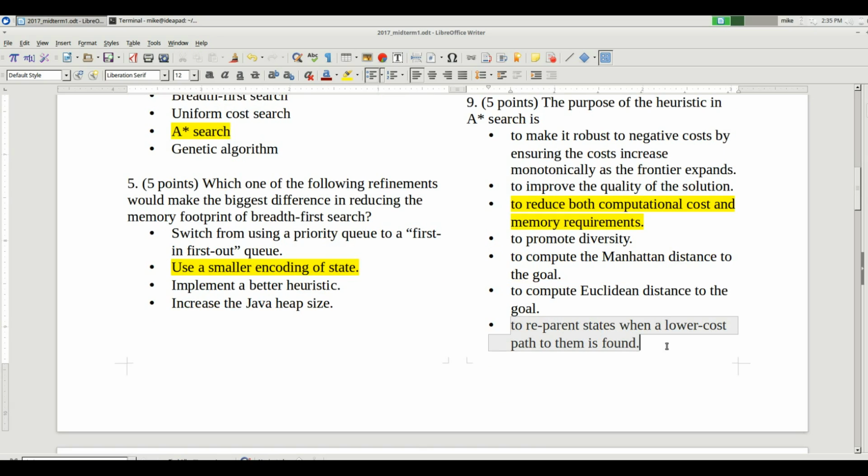Is it to reparent states when a lower cost path to them is found? This is a reference to something that is necessary to do to make uniform cost search technically optimal when modifying breadth-first search. It's kind of in there, but it's certainly not the purpose of A-star search. So that's the answer we're looking for.